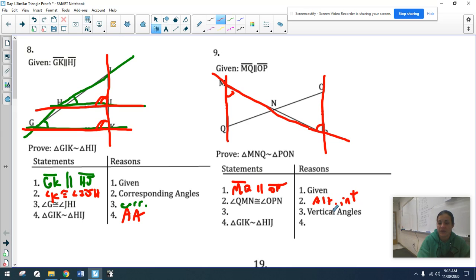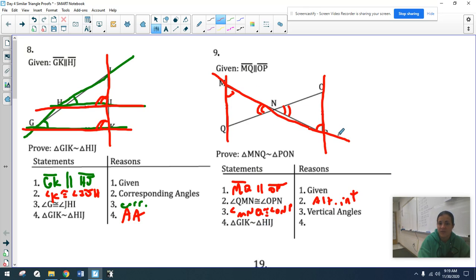Then they want the vertical angles. So if they want the vertical angles, you have to plug in what they're asking for. So we need these ones. I can't say angle N, so it's got to be angle MNQ. I should have made these bigger. This is really hard to write. And then ONP. Order doesn't matter as long as that N is in the middle. You could have also done PNO. Okay, so those are your vertical angles.